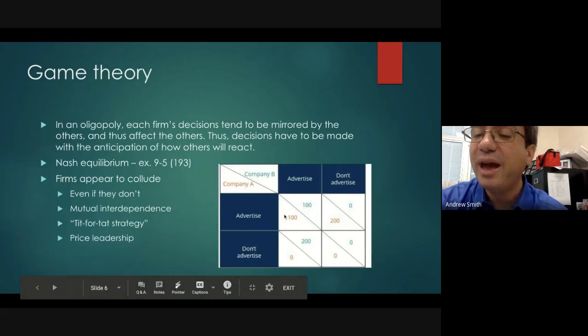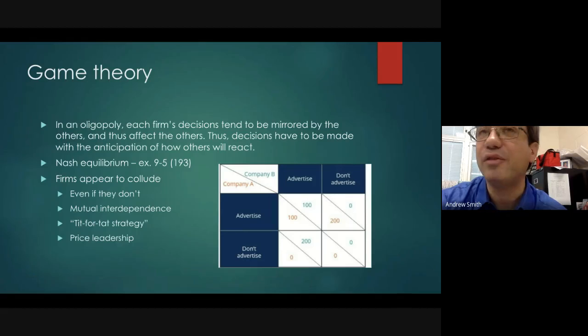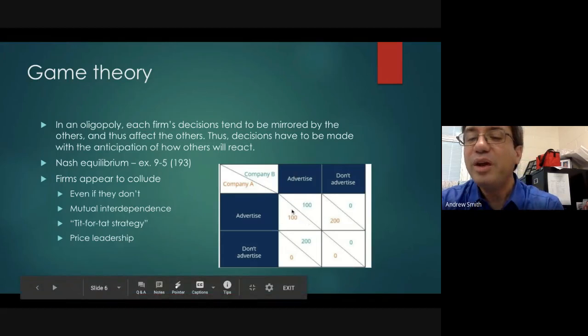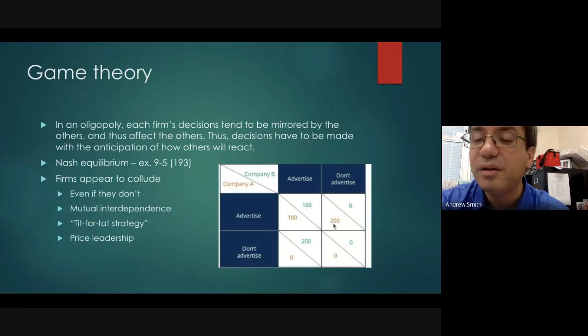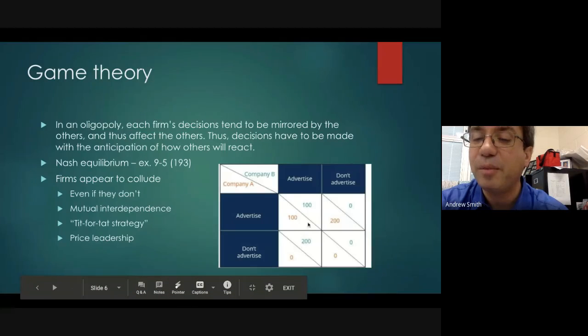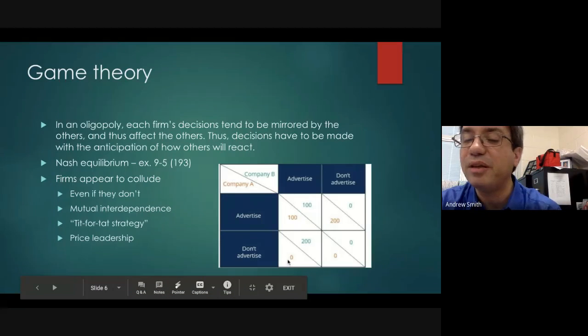They can both advertise, and this also explains why you see political advertising, right? Because we know if we don't advertise, the other side's going to get all the airtime and probably all the votes, right? So we can advertise and we'll each make $100. If we don't advertise, we're going to make $0, and the company that does advertise is going to make $200. And the same thing the other way: the company that advertises makes $200, the company that doesn't makes $0. If neither of us advertises, we make $0.